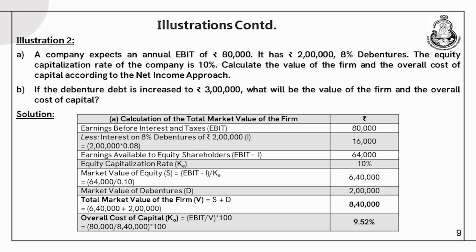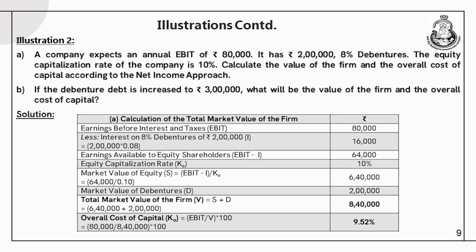Market value of debentures, it is given in the question and it is 2 lakhs. The company raises 2 lakhs by issuing debentures. Now, you can easily calculate the total market value of the firm, that is V, and how it is calculated? It is a sum of S and D. This 6,40,000 plus 2,00,000 comes out to be 8,40,000.